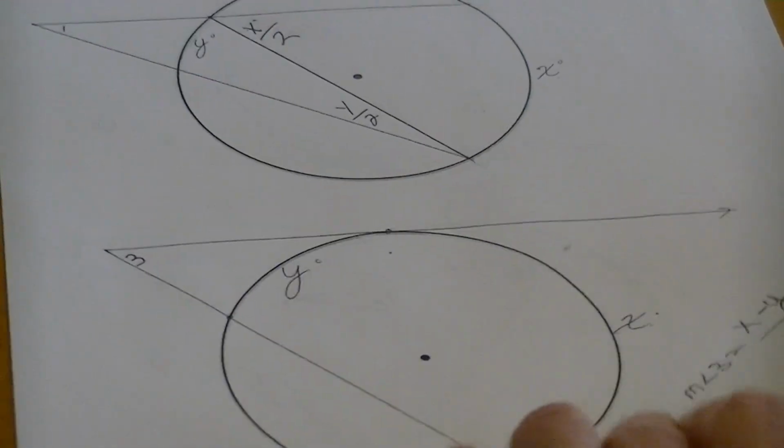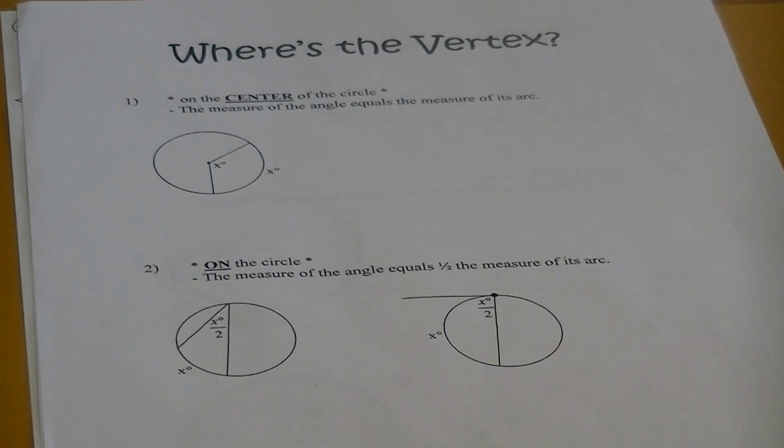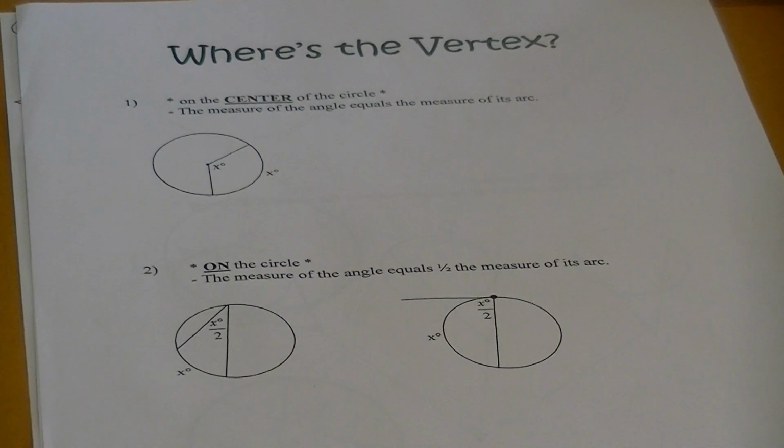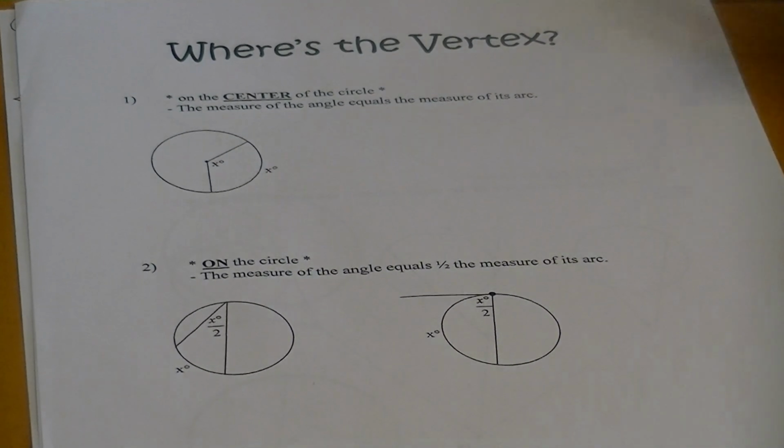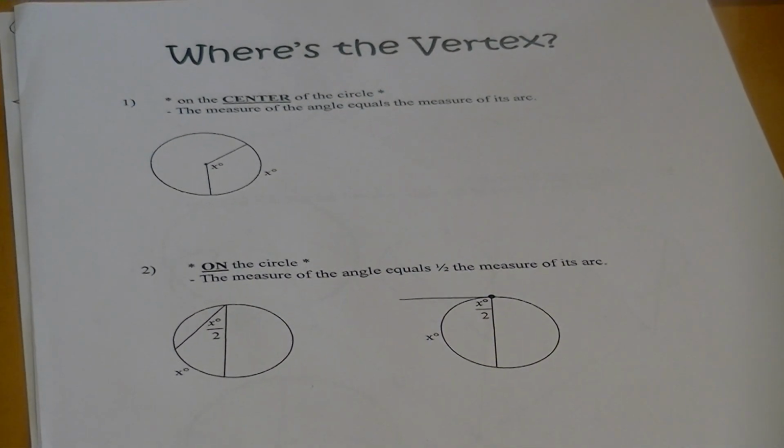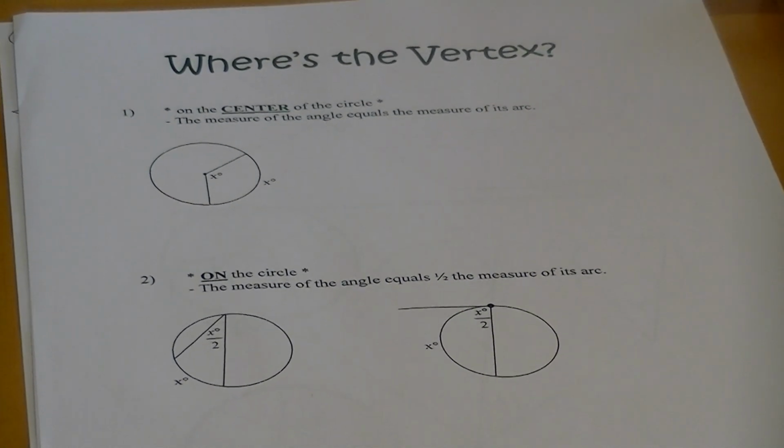So I made a little summary sheet that I'll be attaching to either probably Google Classroom, but I'll get it to you somehow. It's going to look like this. And this summarizes how to get all the angles in and around circles.